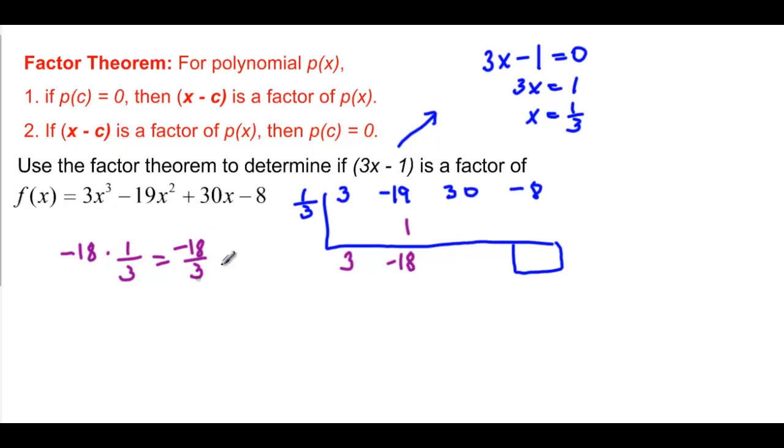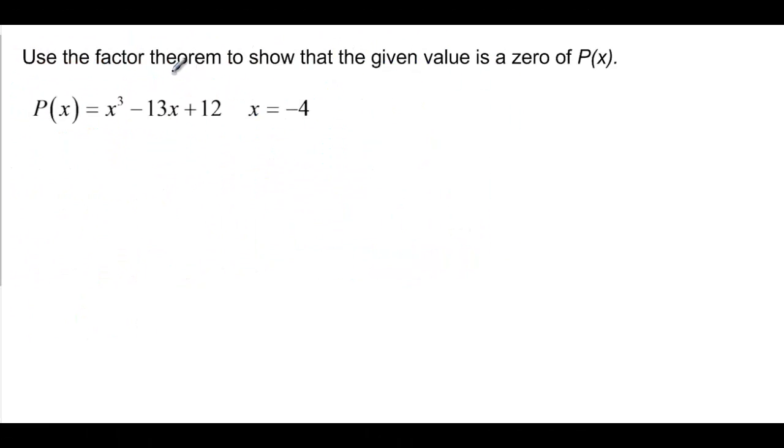Negative 18 over 3 is negative 6. And negative 6 plus 30 would be a positive 24. And 24 over 3 is going to give me 8. Positive 8 here, remainder 0. So we got what we thought. Okay, now we want to use this factor theorem again to show that the given value is a 0.